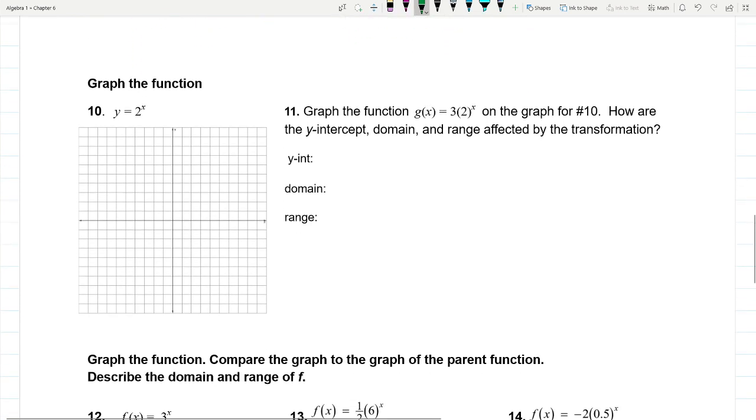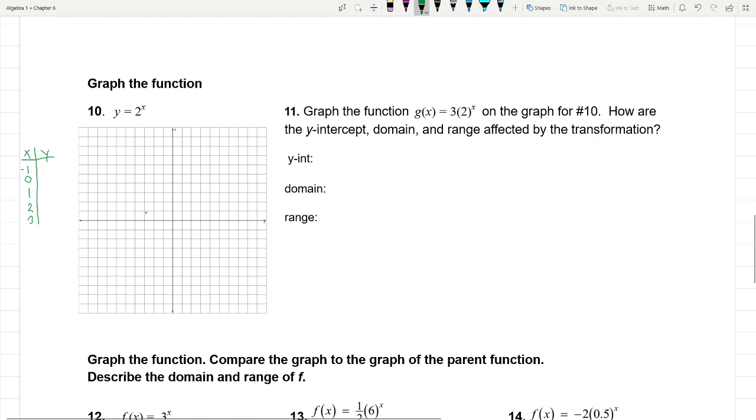All right. Number 10 asks us to graph the function y equals 2^x. So if I make an xy table, for the most part, whenever we're working with this, numbers that we typically use are going to be 0, 1, 2, 3, and also negative 1. The reason for using negative 1 is it allows us to see what's happening to the left. And sometimes that's good because of whatever direction we're going with.